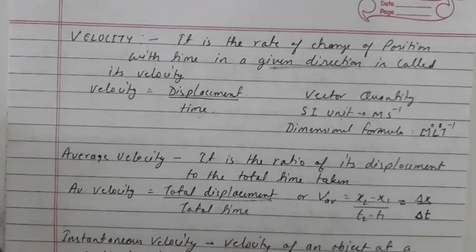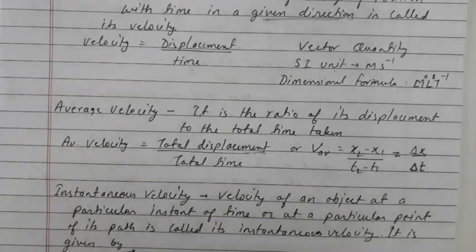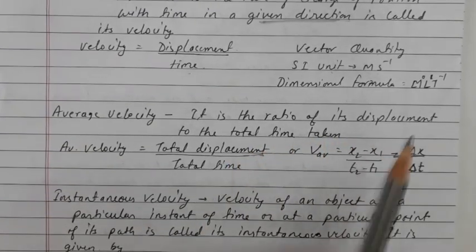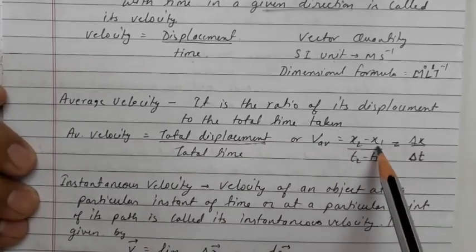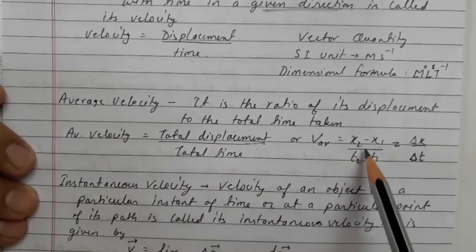Then comes the average velocity. What is average velocity? It is the ratio of its displacement to the total time. So the displacement is given by x2 minus x1. This we have studied in the displacement topic.